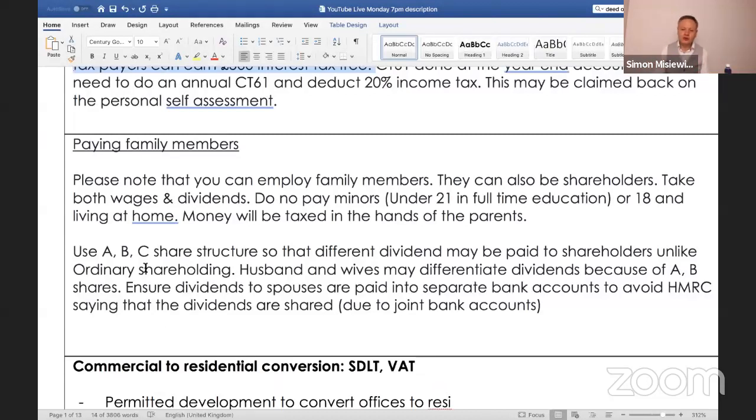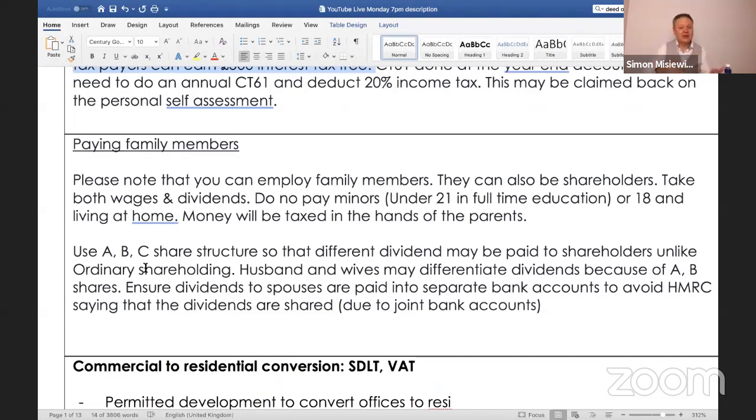Paying minors, don't do it. Okay, you could do it, but don't do it. Legally, yes, you can do it. Tax planning, no, don't do it. If you pay any money to a minor, so Hugo's right now is what, 4. If we paid him dividends out of a company, we would have to pay income tax on that dividend distribution because he is a dependent. So anyone that is 18 or below is going to be a dependent.